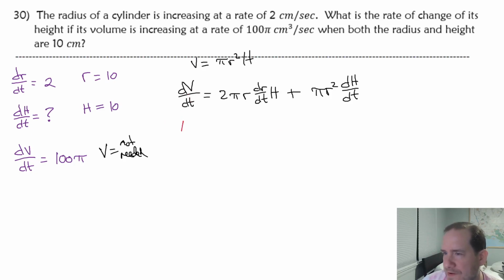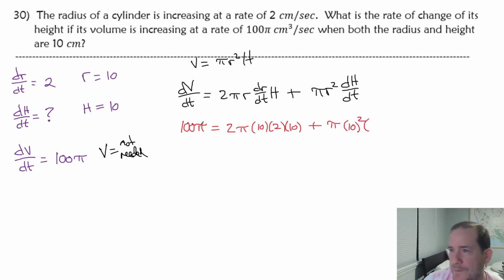Excuse me, dV/dt is 100 pi. 2 is 2, pi is pi. The radius I was told was 10. The rate of change of the radius I was told was 2. The height I was told is the same as the radius, so that's another 10. Then you add to that a pi, a radius that is still 10, but squared this time. And dh/dt is the thing we're solving for.